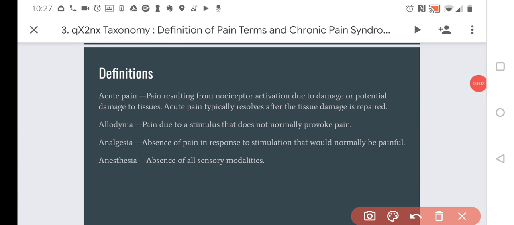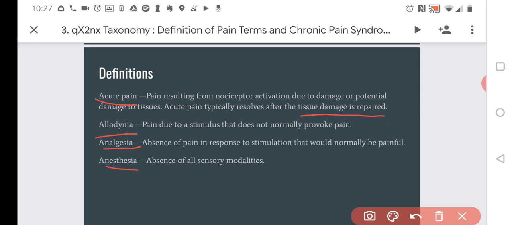Acute pain, allodynia, analgesia, anesthesia. So acute pain is a pain resulting from nociceptor activation due to damage or potential damage to tissues. Acute pain typically results after the tissue damage is repaired.